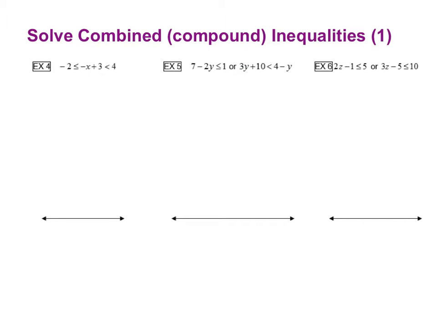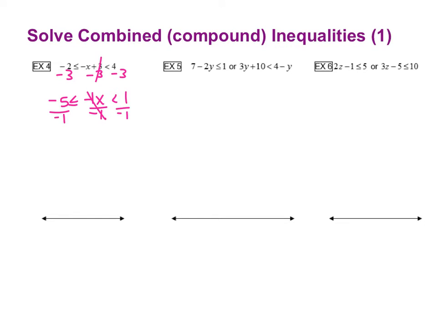So our goal is to go to the center where the x is and solve for x. You can see plus 3, so we're going to subtract 3. Don't forget to do that from all three sections. So negative 2 minus 3 is negative 5, is less than or equal to negative x, which is less than 1. Now to get rid of that negative, remember, you can put a 1 in front, so it's like a negative 1. So we're dividing everything by a negative 1.